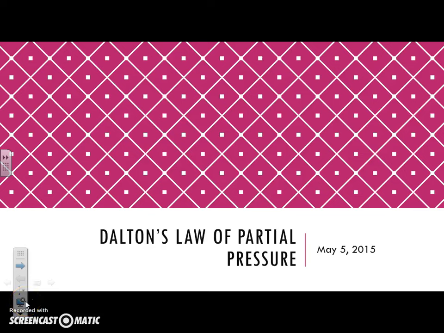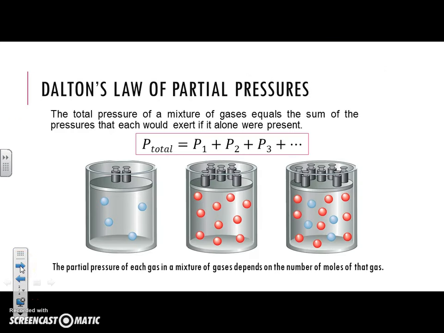Yesterday we learned, doing a POGIL, about Dalton's law of partial pressure. Today we want to get a strict definition of that and also learn how to apply it in some different ways to solve problems. Dalton's law of partial pressures states that the total pressure of a mixture of gases equals the sum of the pressures that each would exert if it were by itself.